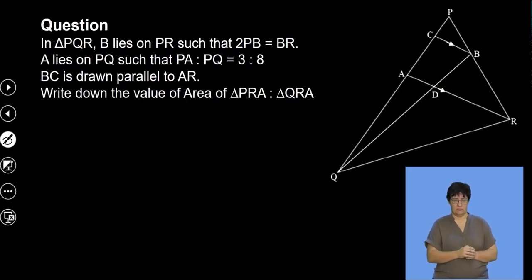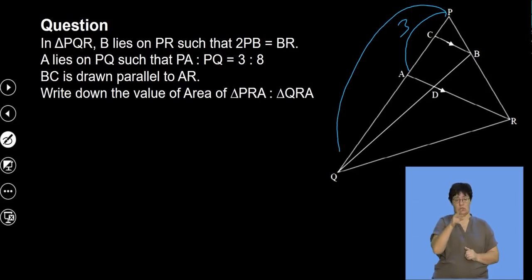So, write down the value of the area of PRA and QRA. Firstly, we're going to write everything that we know. We know that this PA is in the ratio of 3 is to 8 to my PQ, so this is 8. And also I know that my BR is 2x when my PB is x.